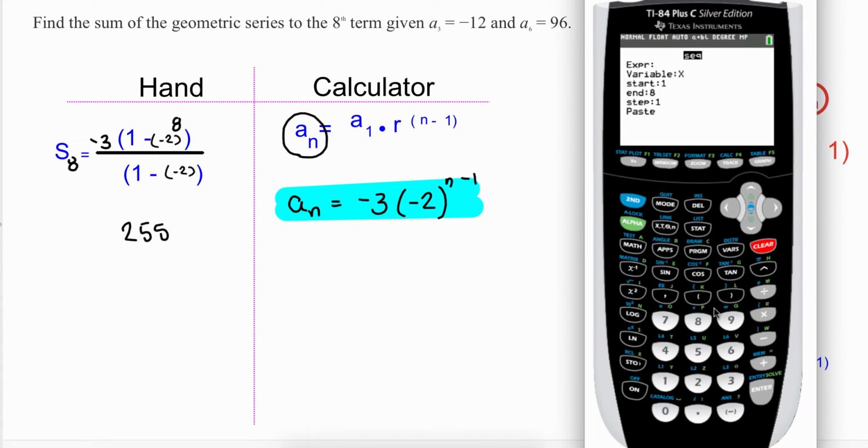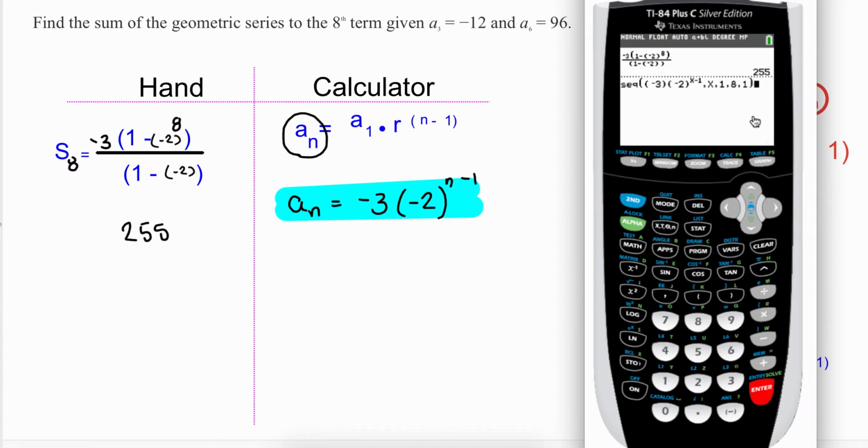Your expression is, now I'm going to be careful with all my negatives, negative 3 parentheses multiplied by negative 2, which is in parentheses, to the, which is also in parentheses, x minus 1. My variable is the letter x. I want to start at the first place, and I want to end at the 8th term. Now you were telling me to go to 8 terms. And my step is 1, meaning I want to add up every single one. I want to add up term 1, 2, 3, 4, 5, 6, 7, 8. If I stepped by 2, since I was starting at 1, I would have added up 1, 3, 5, 7. But we don't step by anything other than 1 in Algebra 2.